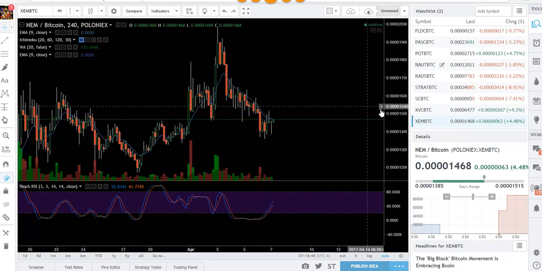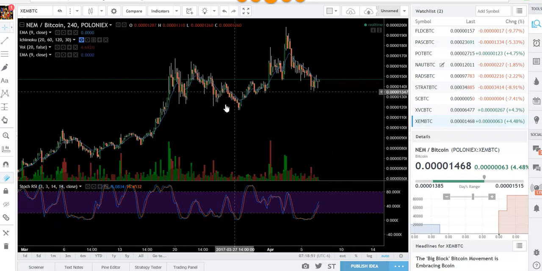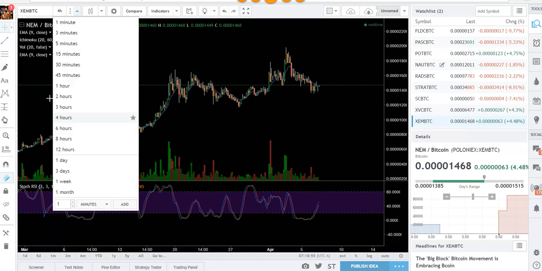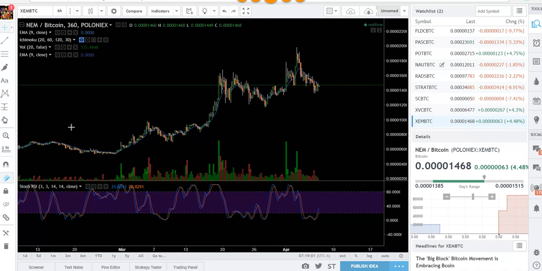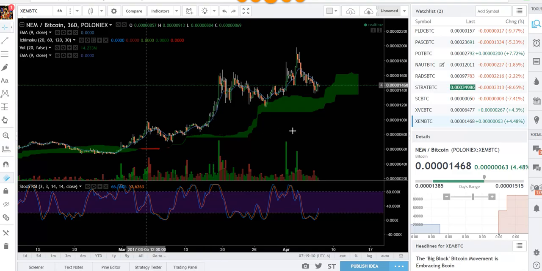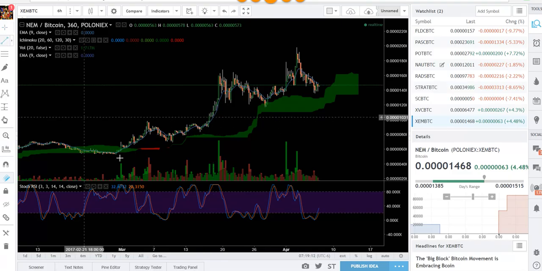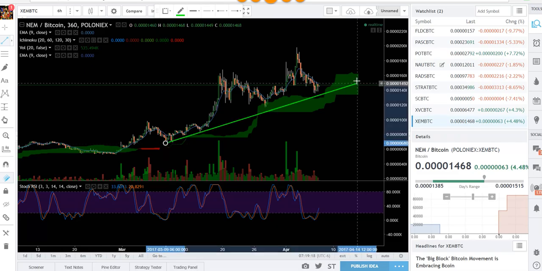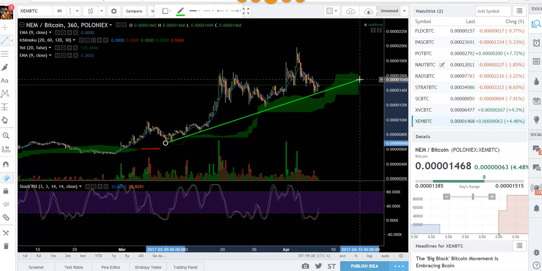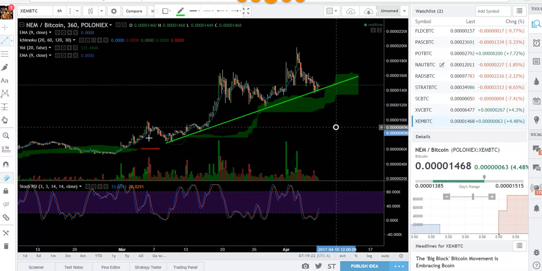When I was mentioning for us to get into XEM, this one right here, I'm going to look at this one like that. I like the 6 hour, guys, because 6 hours is almost my favorite. It's like the middle of the road time frame. Let me just put my cloud back on here because it's confluence. Now, we saw that this was basically trending in this relative area like this.